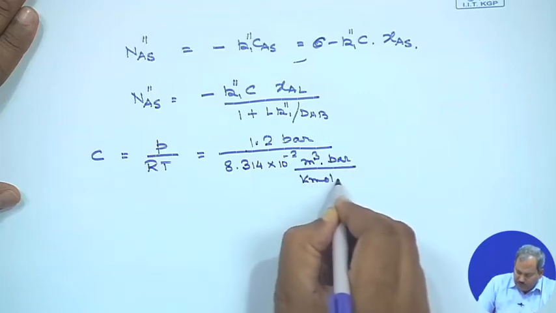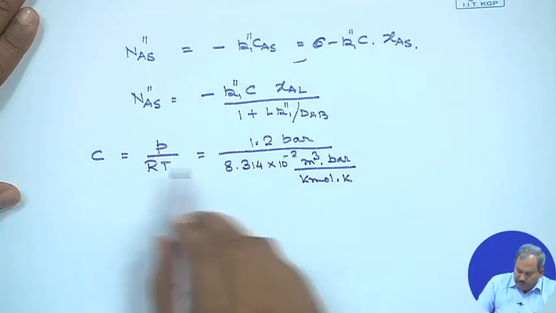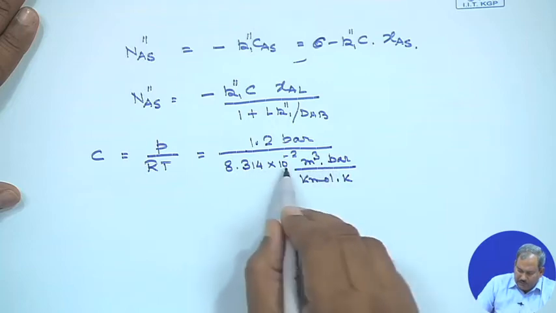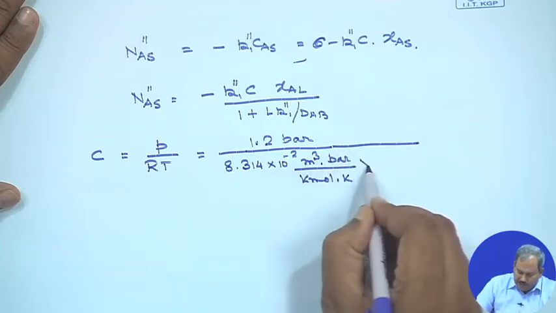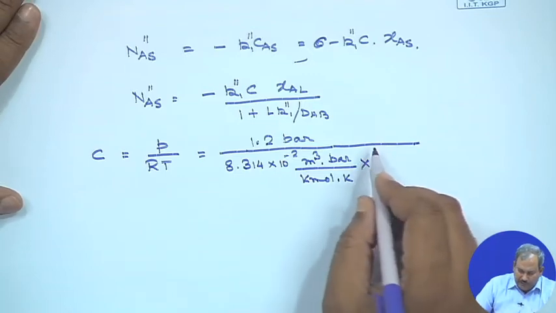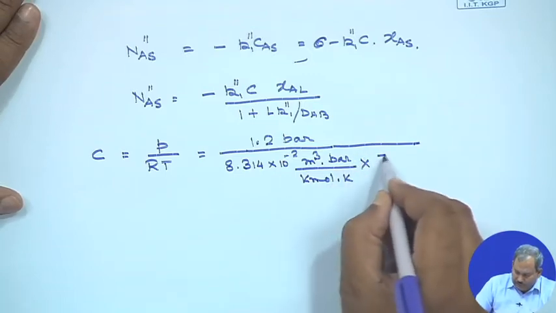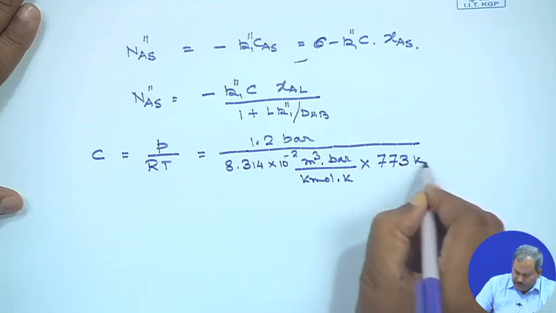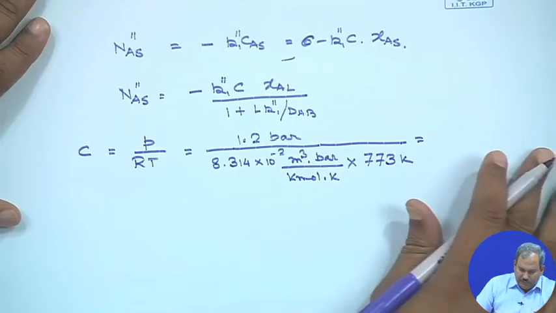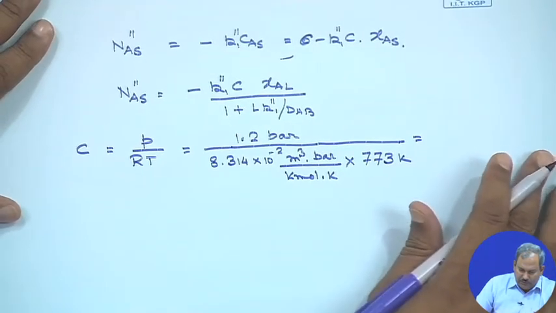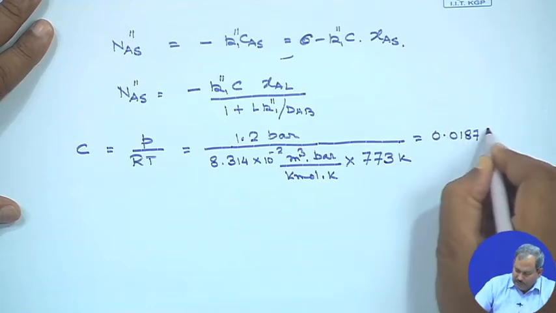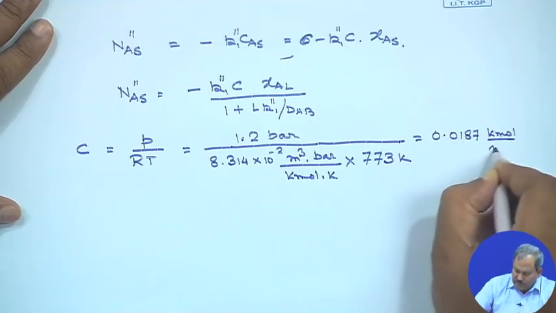per kilomole kelvin. So, the value of the universal gas constant in the appropriate unit is this, and the temperature is provided as 500 degree centigrade, which means it is going to be 773 Kelvin. So, when you evaluate that, this C is going to be equal to 0.0187 kilomole per meter cube.